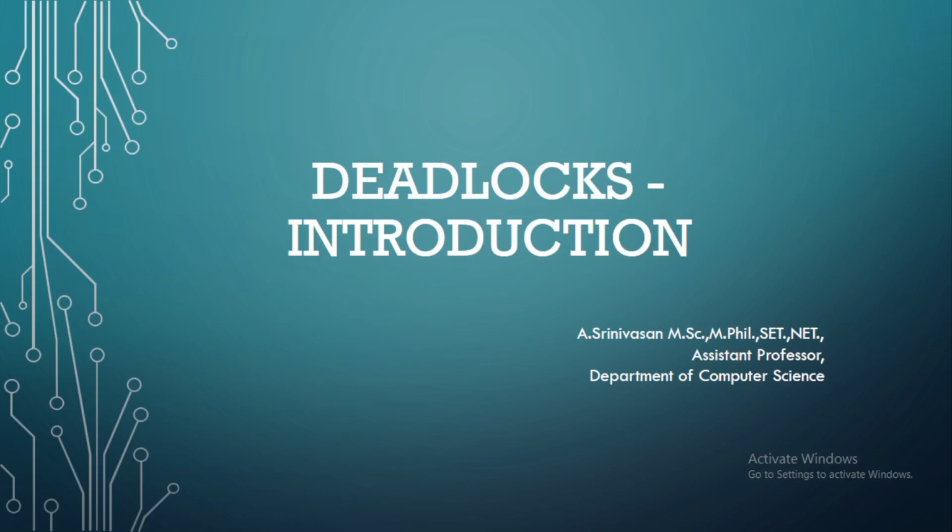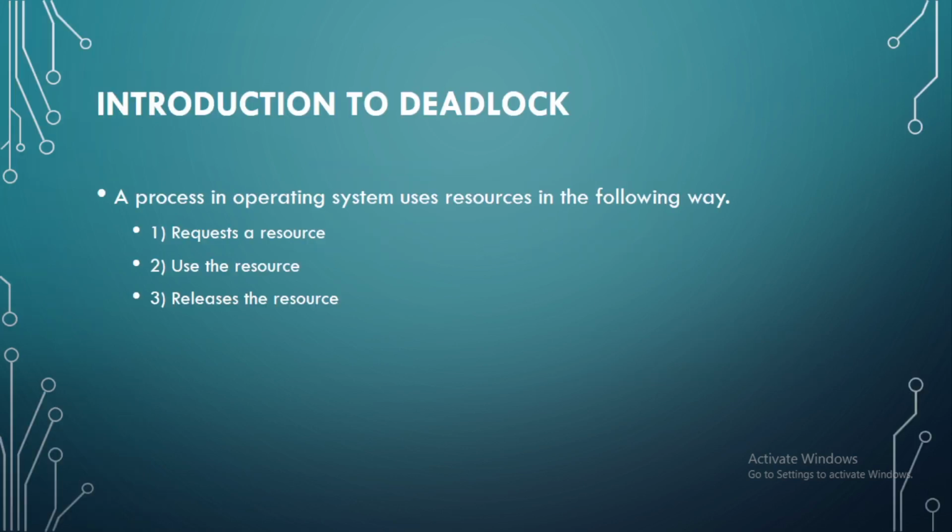In this video, we will see what is a deadlock, the difference between deadlock and starvation, necessary conditions for deadlock, and strategies for handling a deadlock. In operating systems, processes use resources in the following way. It requests a resource, uses the resource, and releases the resource. Here resources may be a disk, CPU, input output devices, memory, anything.